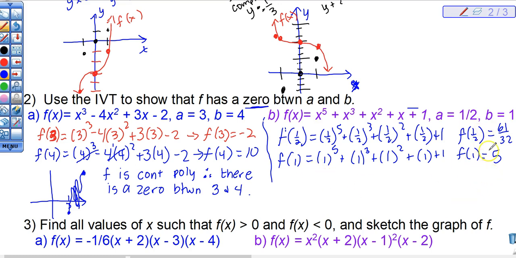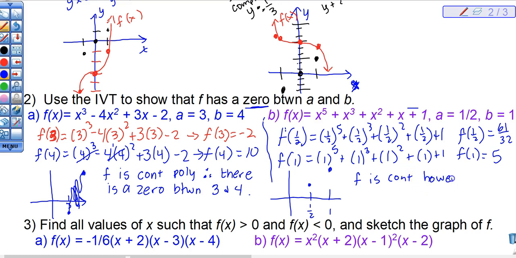Can I verify there's a 0 between these two numbers if they're both positive? Will the intermediate value theorem help me determine a 0? If I were to graph it, here's 1/2, and here's 1, and 1/2 is giving me 2 point something, and 1 is giving me 5. Can I guarantee there's a 0 between them? No. Okay, so f is continuous.